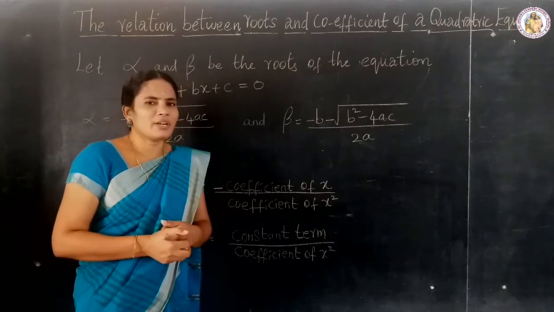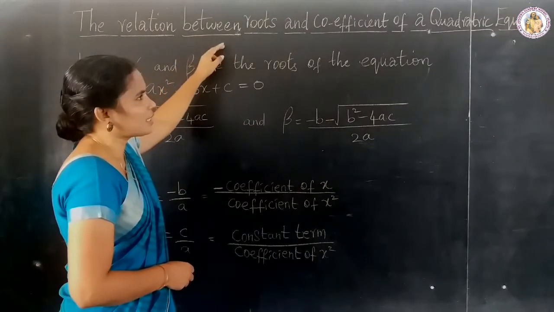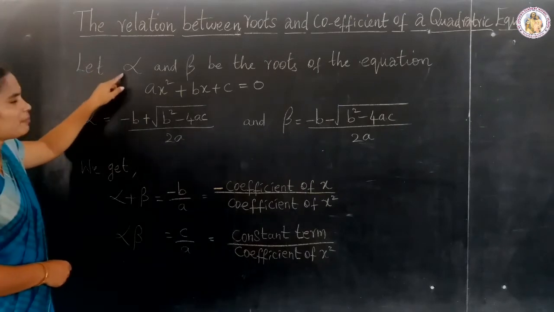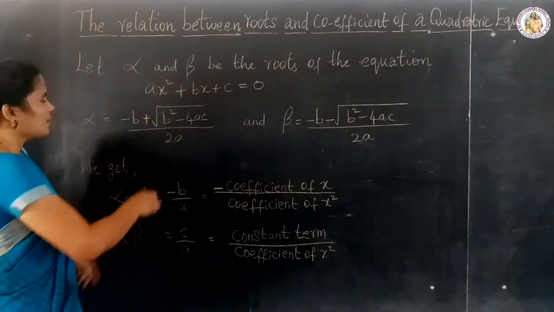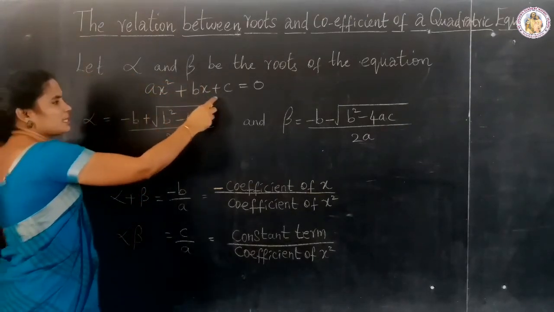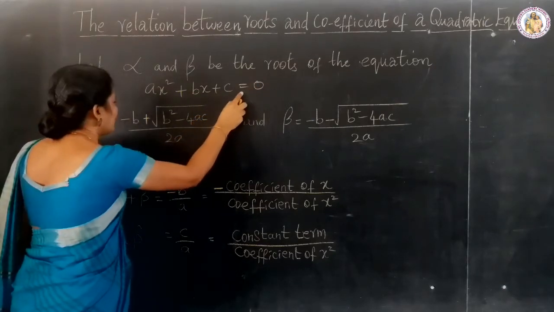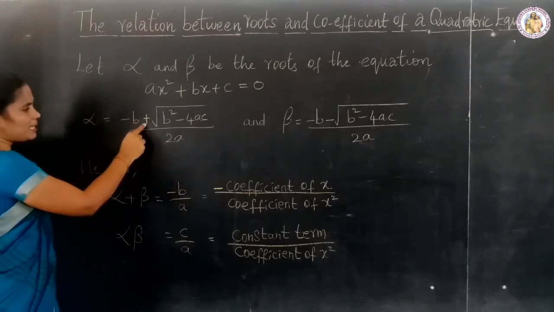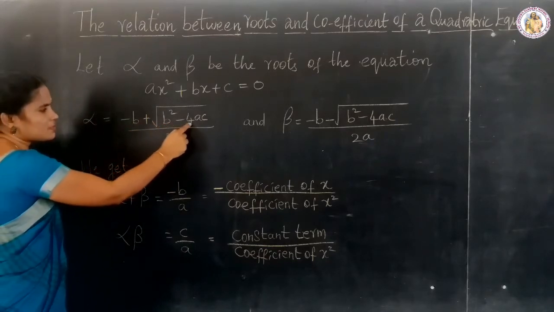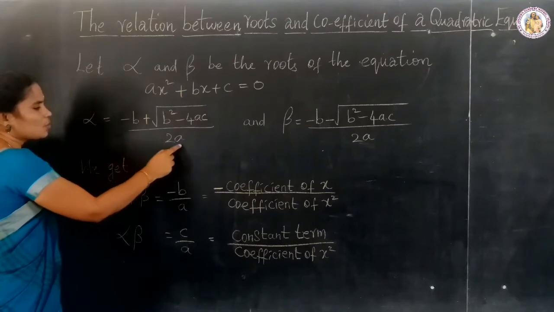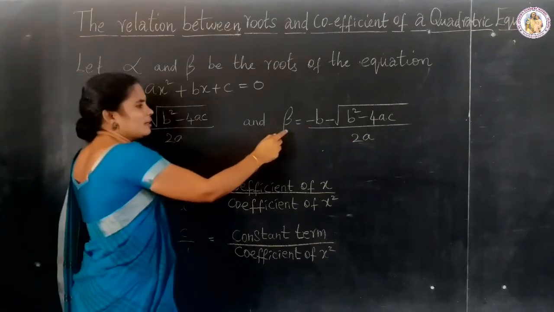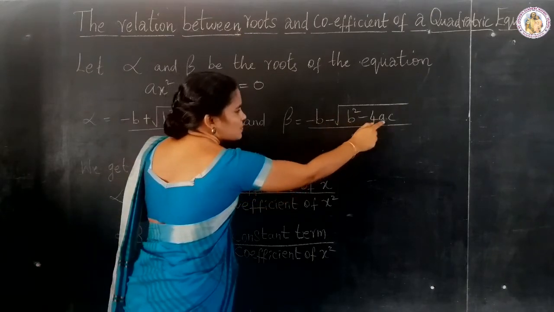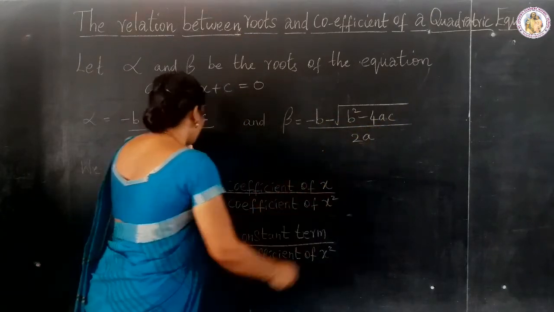Hi students, today we are going to learn the relations between roots and coefficients of a quadratic equation. Now, let alpha and beta be the roots of the equation ax square plus bx plus c is equal to 0, as we learned earlier. And now let us take alpha is equal to minus b plus square root of b square minus 4ac divided by 2a. And for beta, we take minus b minus square root of b square minus 4ac divided by 2a.